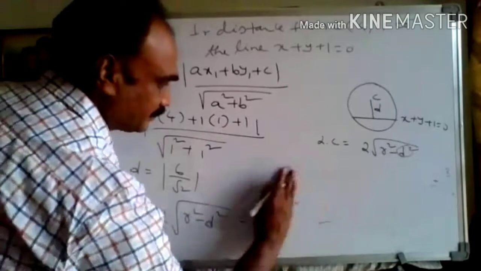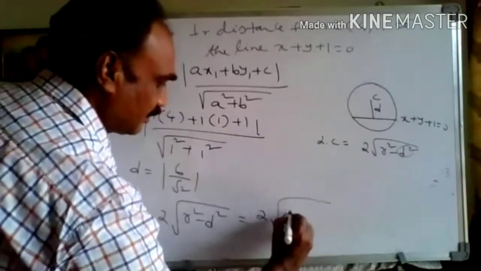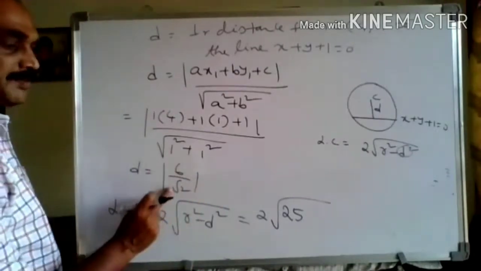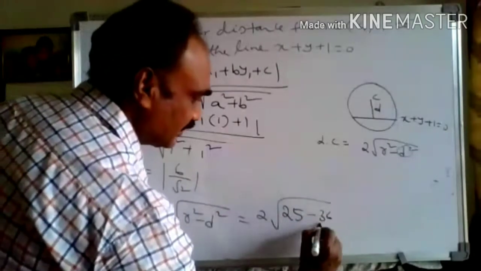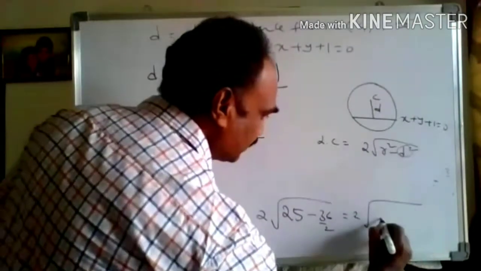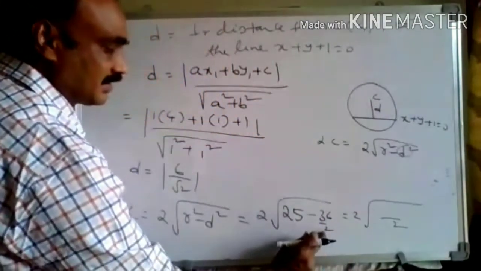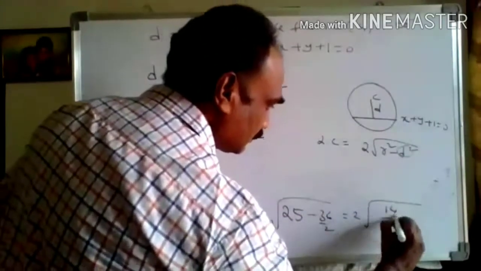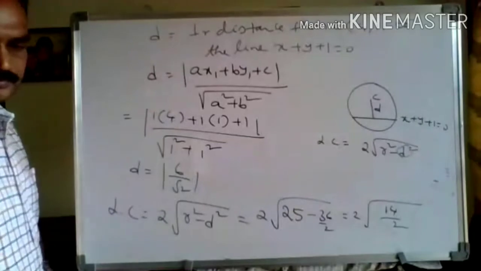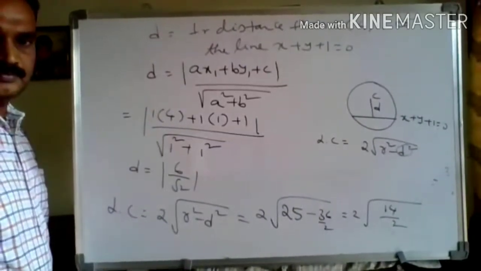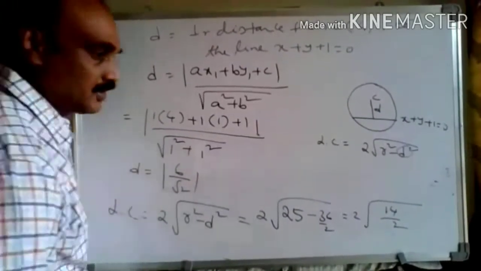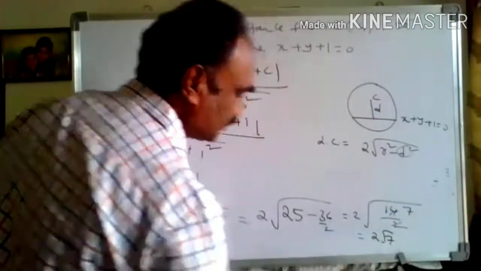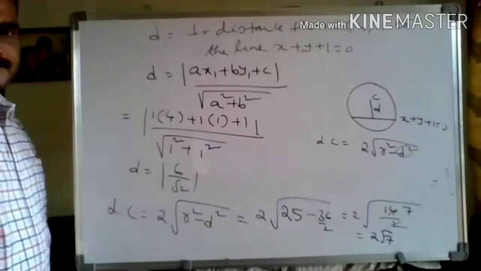So r is equal 5. So 2 root r square, R is equal 5, R square 25 minus d square. D is equal 6 by root 2, d square 36 by 2. So 2 root, LCM is 2, 25 into 2 is 50, 50 minus 36 is 14. So 2 7s are 14. So final answer is 2 root 7.